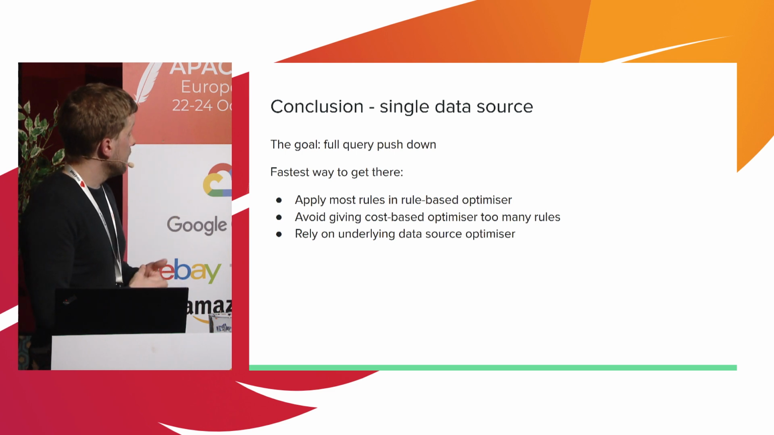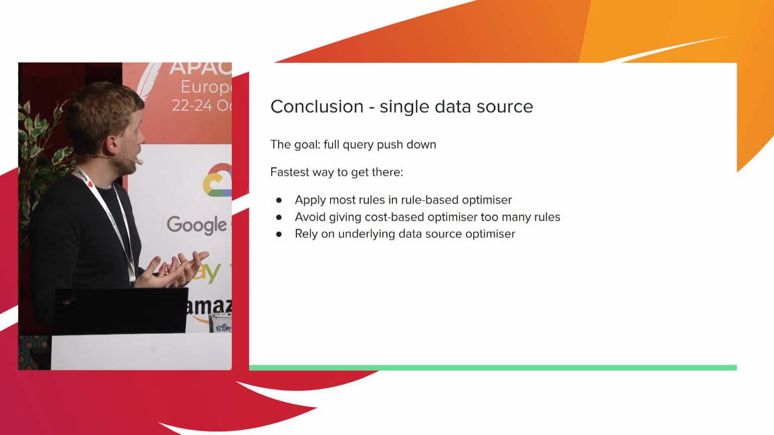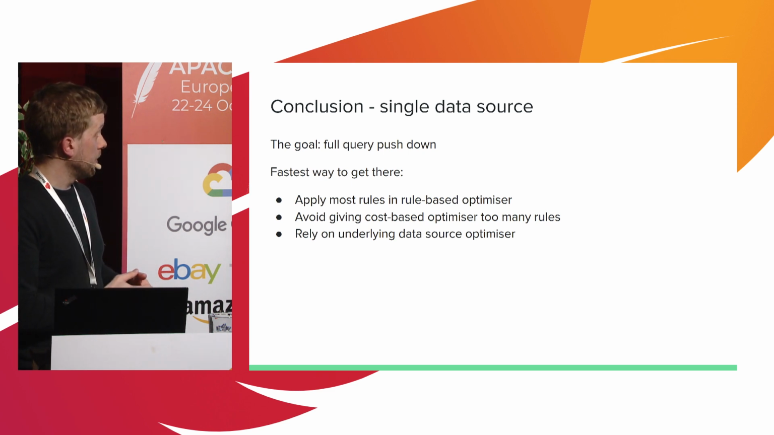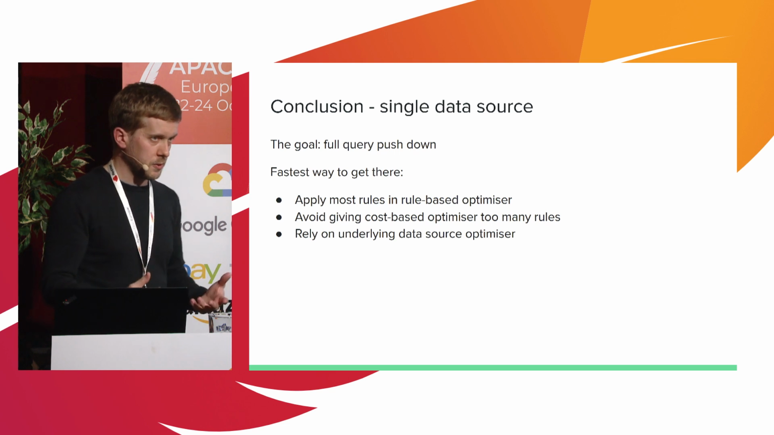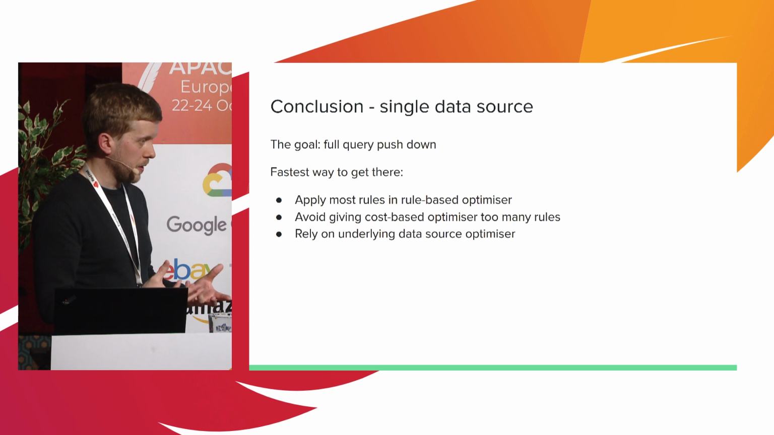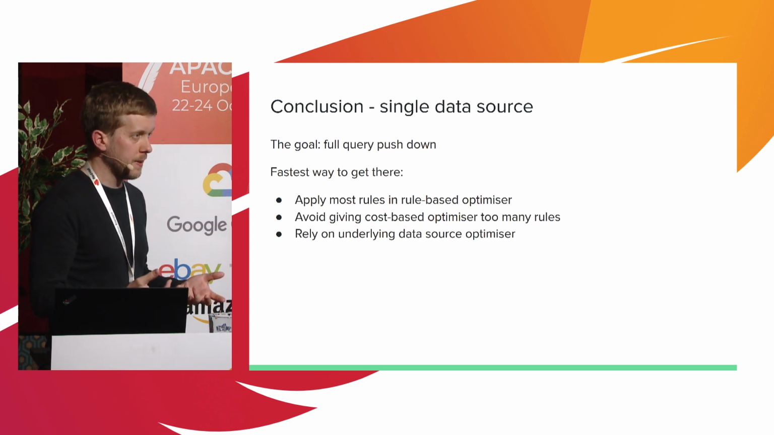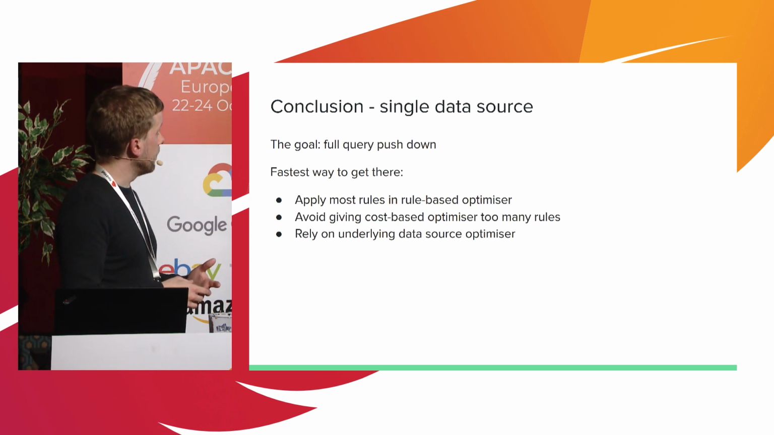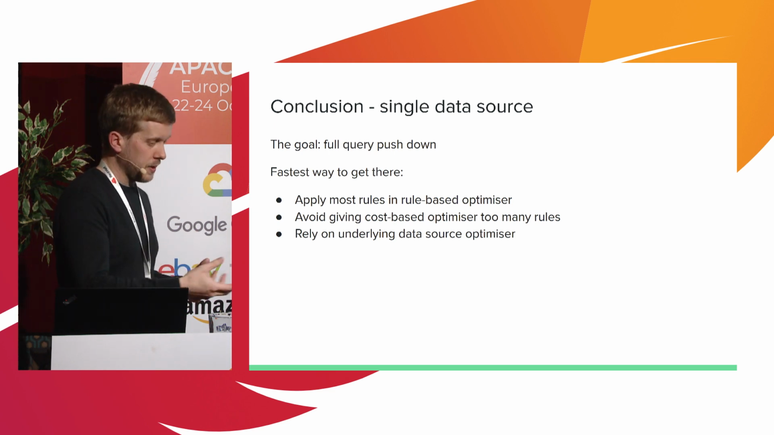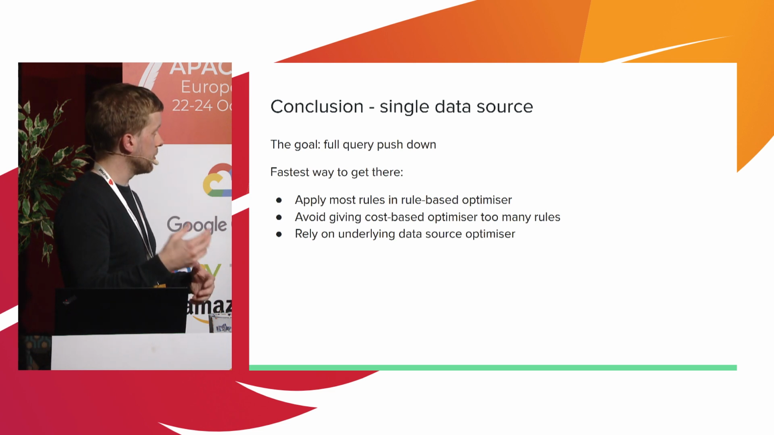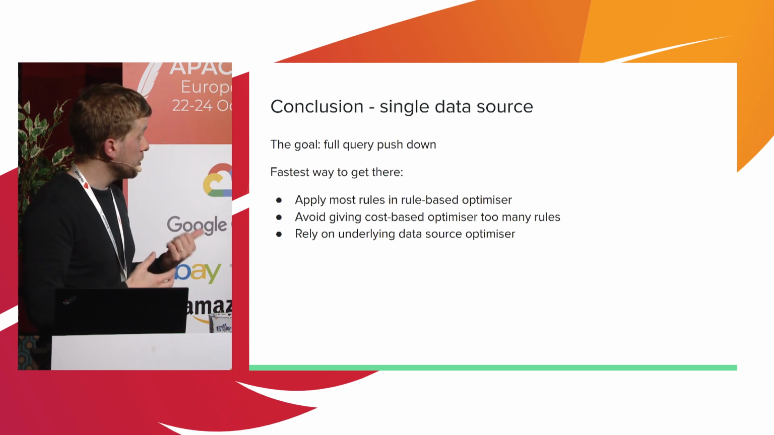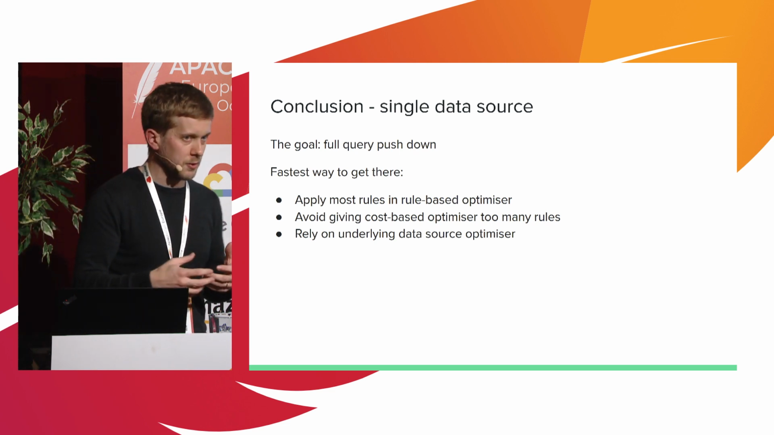But I would recommend, if you're trying to do this, that the fastest way to get this full query pushed down is to apply almost all of the rules into this rule-based optimizer first. That will give you a plan, which is still a logical plan because you haven't added any physical rules. But then you need to apply this cost-based optimizer at the end to apply those physical rules and conversions. And then if you're going to use the cost-based optimizer, be careful adding too many rules.